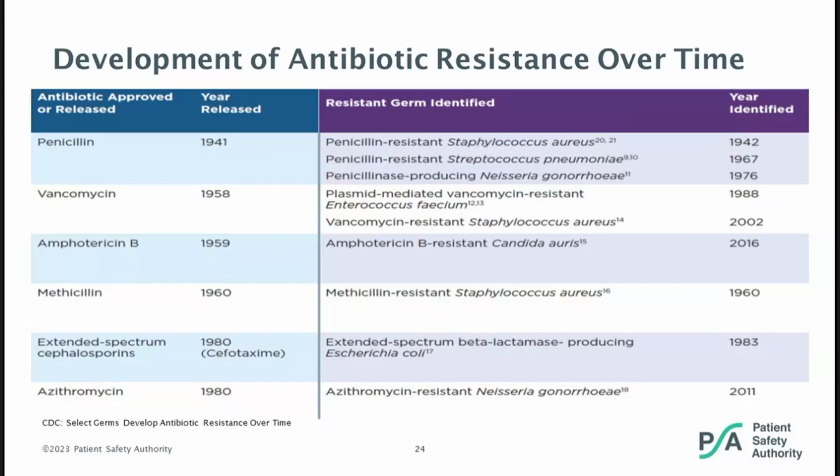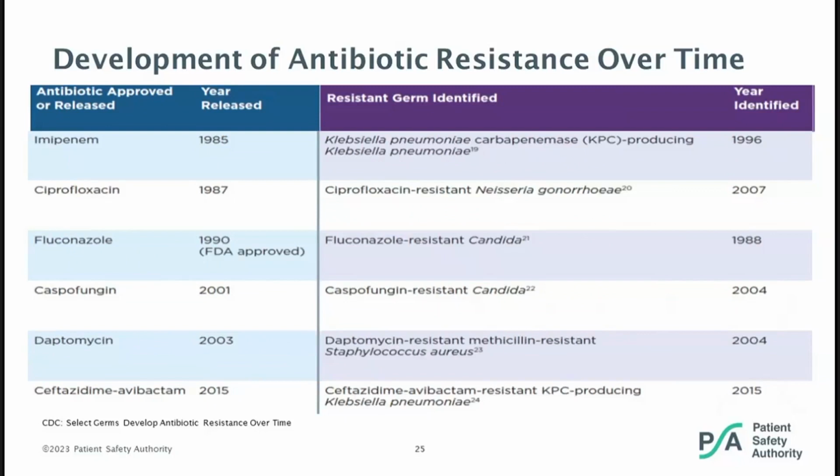Penicillin was first released in 1941, and the next year, by 1942, we saw penicillin-resistant Staph aureus. In addition, methicillin was released in 1960. That very same year, methicillin-resistant Staph aureus was identified. This is a continuation of the same infographic from the CDC, which shows more quick successions from the time an antibiotic was released to the time a resistant organism was identified.